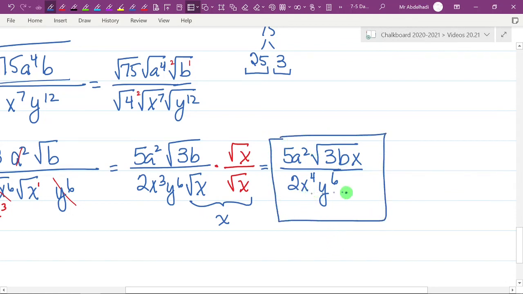Okay, the denominator has no radicals in it. That means it's fully rationalized and everything else is correct.